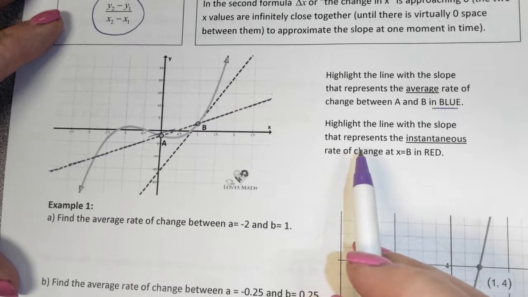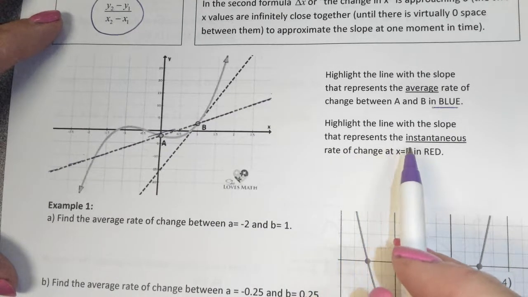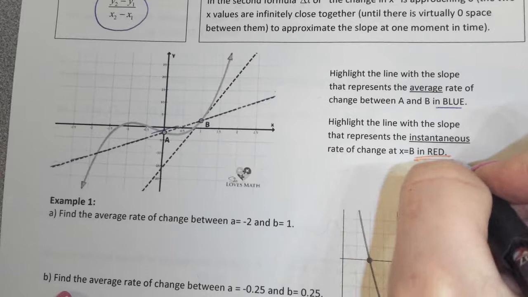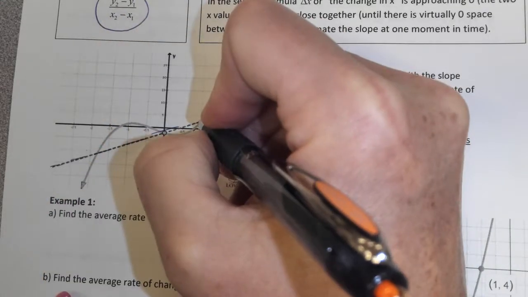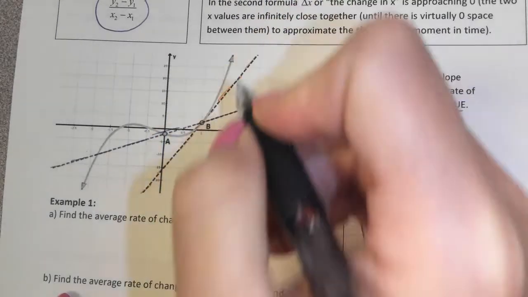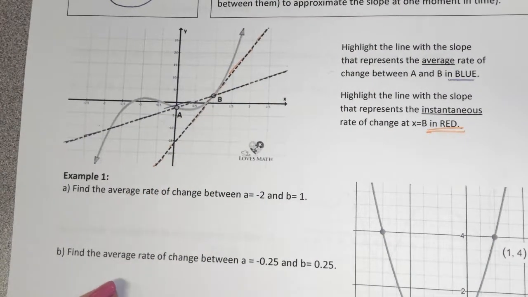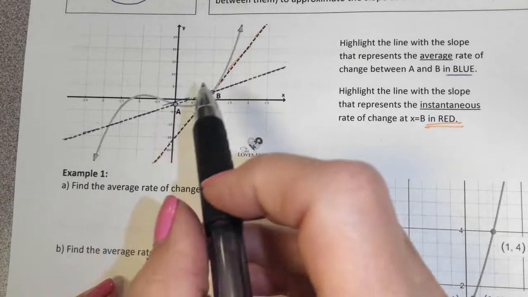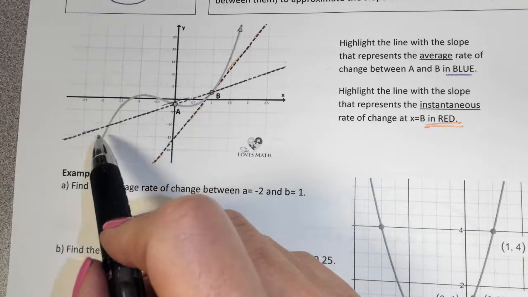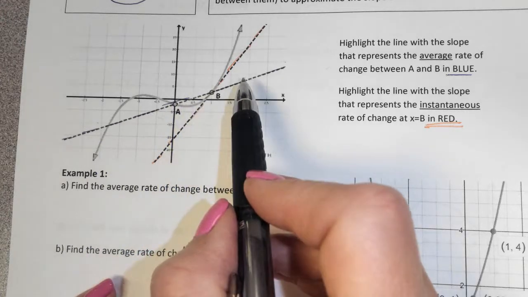Highlight the line with the slope that represents the instantaneous rate of change at x equals b in red. I'm going to use orange, if that's what I've got. Right here is point B. If I want the instantaneous rate of change, it's actually going to be the line that's tangent to B. That's what we're going to be doing starting tomorrow. But for now, we're just going to be looking at these average rates of change.